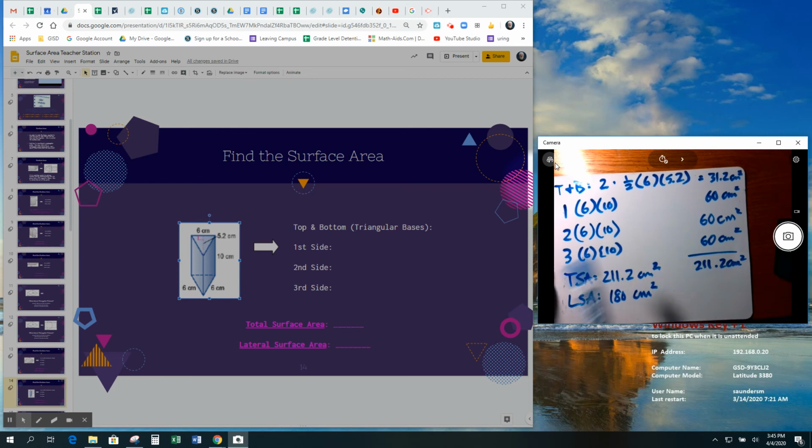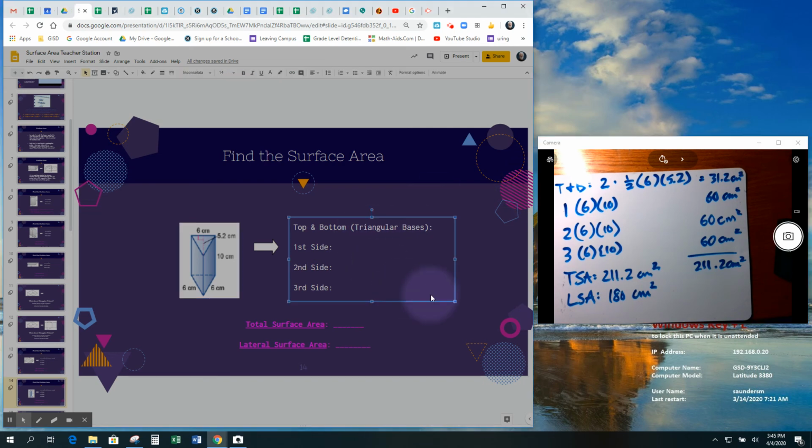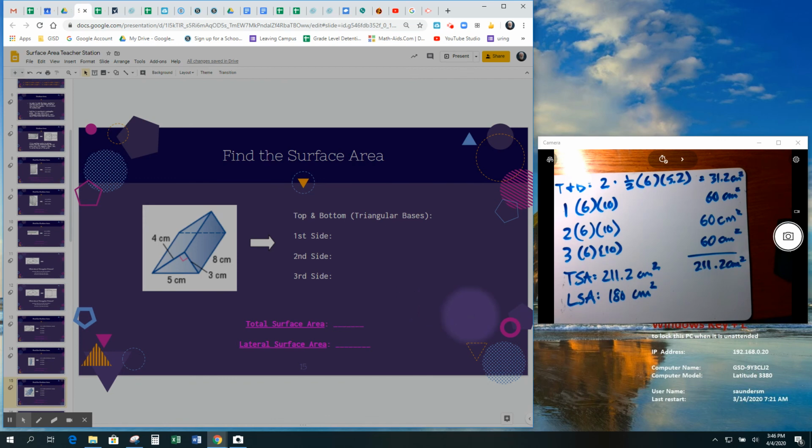Okay, just remember, I did a shortcut and I said 2 times 1/2 is 1. So then I just had to multiply 6 times 5.2. And that gave me 31.2. Okay? If you write it down step by step, you can see some of these shortcuts that you can take to make your life a little bit easier. Okay. Let's see, is there one more? Yep, there's one more. Let's find the surface area of this triangular prism.